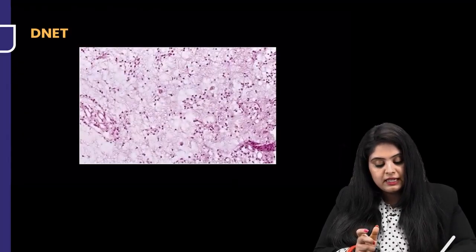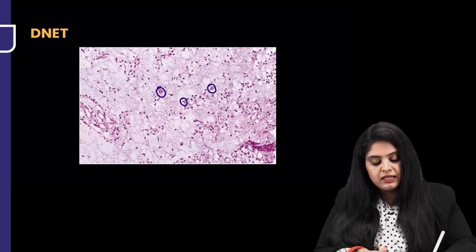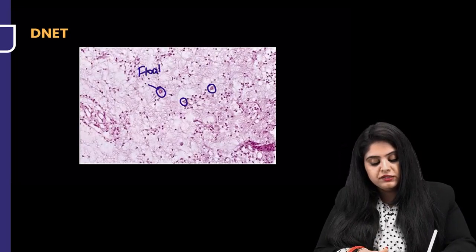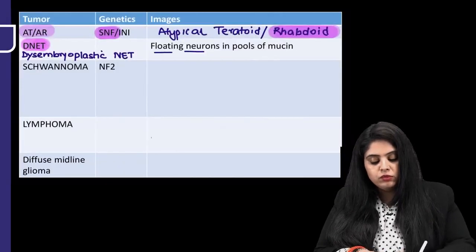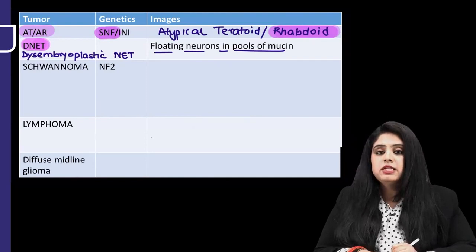So have a look at this. Can you see these neurons? Some small small neurons. So what have I called them? They are going to be floating neurons. We call them floating neurons. And what we see in the background is pure water. So there's going to be pools of mucin. I see floating neurons in the pools of mucin. That is DNET.